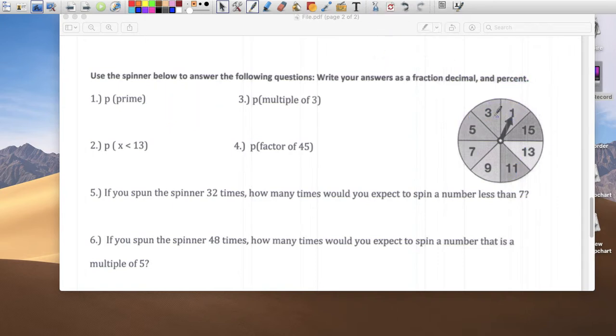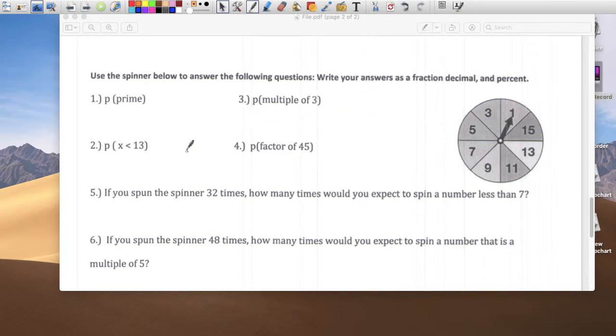A multiple of 3. Multiples of 3 is 3, 6, no, 9, yes, 15, yes. So we got 3 out of 8. And 3 divided by 8 is going to give us 37.5%, or 0.375.